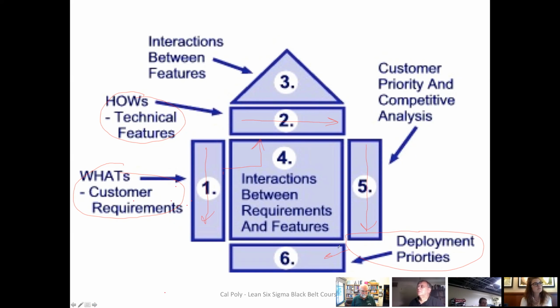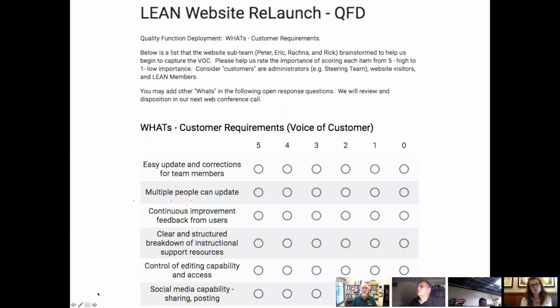So just to share with you a little bit, one thing I'm doing is I'm trying to capture the voice of the customer for our lean work group. And this is lean as in LEAN. So it stands for Lean Educators Academic Network. And we're trying to develop a website that we can use for our organization.